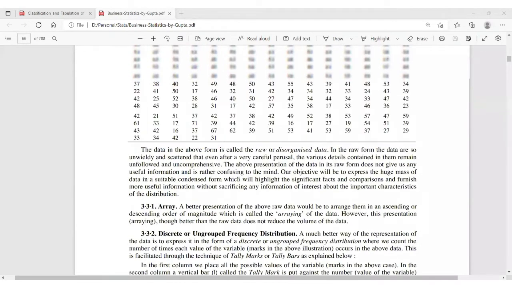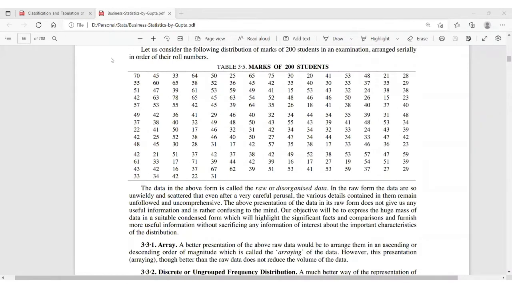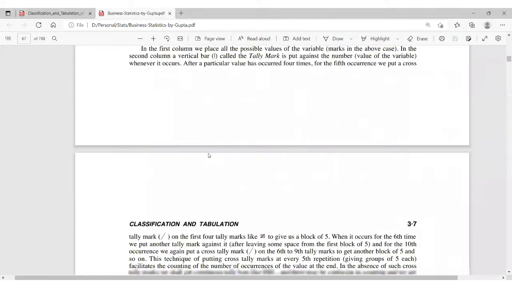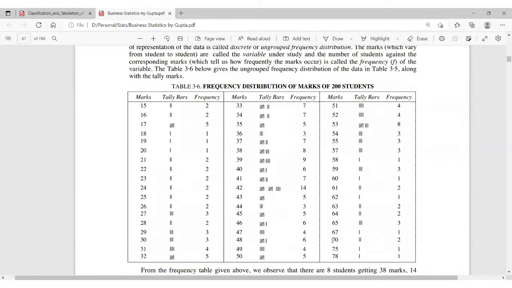For example, the first roll number got 70 marks, the second roll number got 45 marks. Now 70 marks, the first one entered. So what we do in the 70, we make one bar, right? We put one bar. That means one entry.